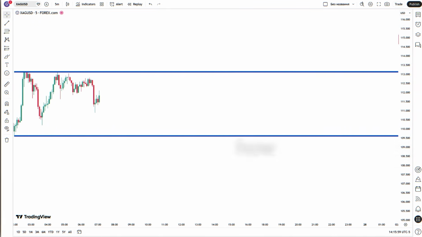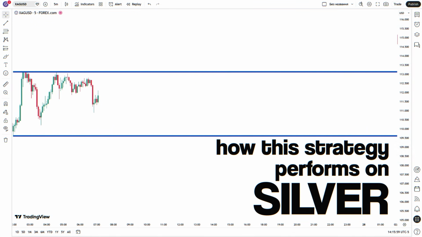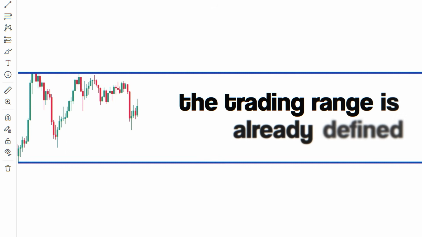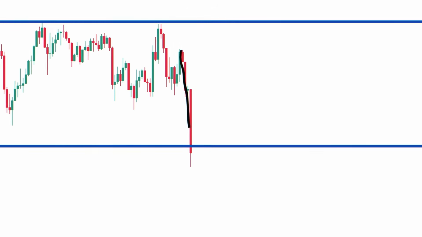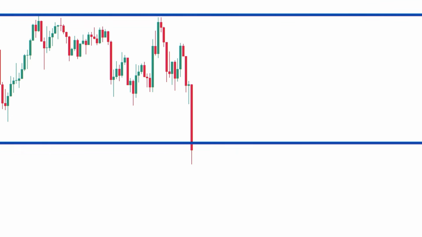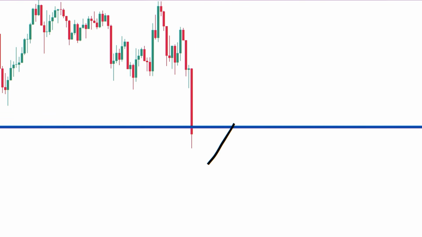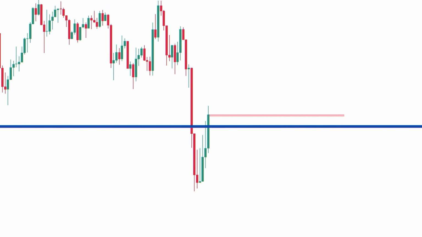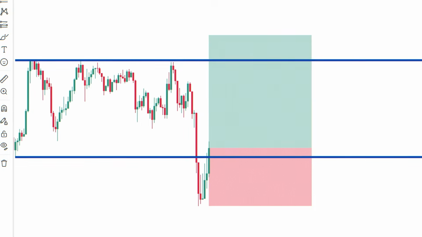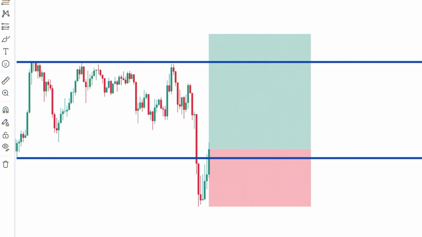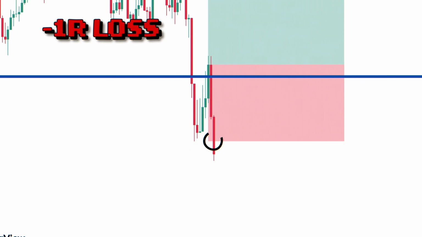And lastly, let's see how this strategy performs on silver. On this chart, the trading range is already defined. We wait for a breakout, and soon price breaks below the lower boundary of the trading range. Now we wait for price to return back into the range. Once it does, we enter a long position. Stop loss is placed below the recent lows. Take profit is set at 2 times the stop loss distance. This time, price hits our stop loss.